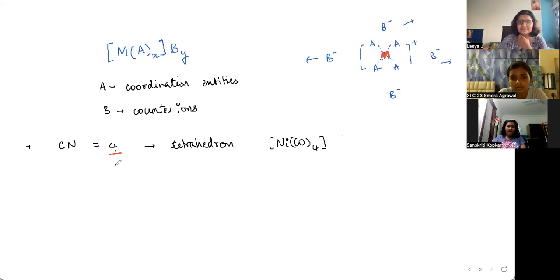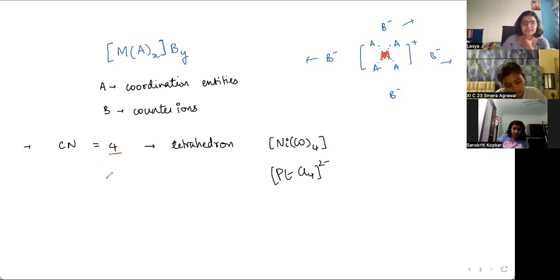The platinum complex takes up a square planar shape. So it depends on how many electrons are there and the electronic structure. I got confused. So this nickel, linked to 4 cobalt, is a tetrahedral structure. Another example, the platinum one, PtCl4 2 minus, here also the coordination number is 4, but in this case it takes a square planar structure.